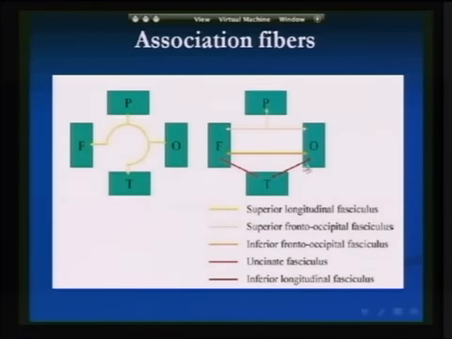Now, there is an inferior one between the occipital and temporal lobe. And we have a fronto-occipital, superior one, inferior one. And lastly, an uncinate fasciculus. To summarize, the one that connects all of them is the superior longitudinal. The one that connects the occipital to the temporal is the inferior longitudinal. Frontal to temporal is the uncinate, and then the fronto-occipital.